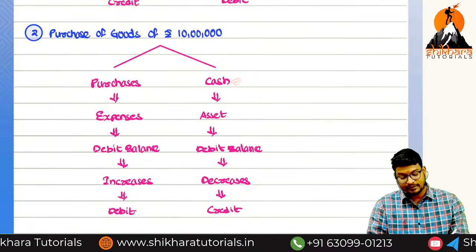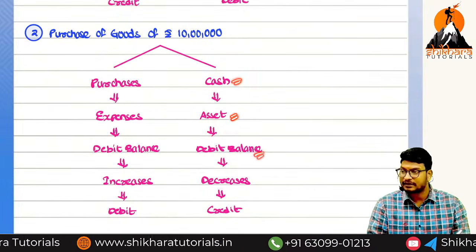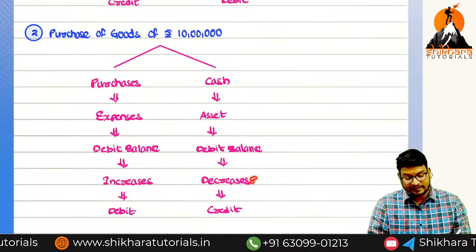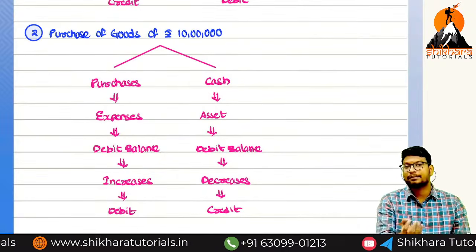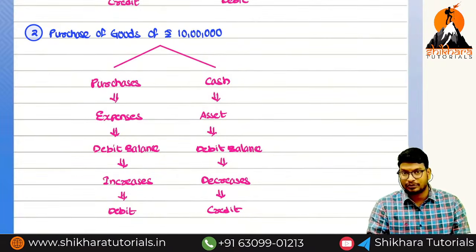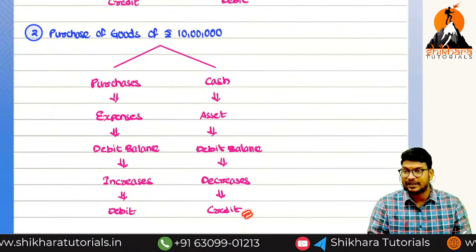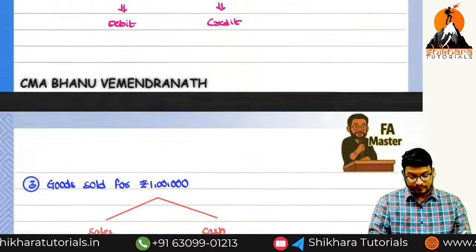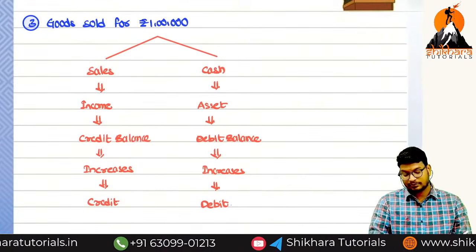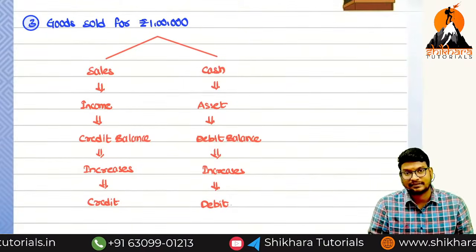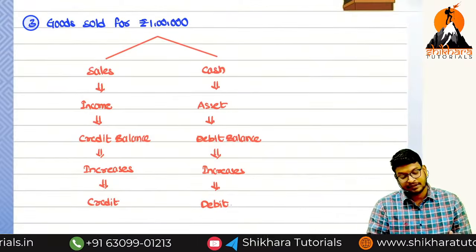And next, coming to the cash, the same formula we have to use. So the cash is an asset, which will have which balance? Debit balance. Sir, increases or decreases? In this case, we are purchasing the goods, meaning cash goes out from the business. So that is the reason the balance will decrease. What we have to do? Credit.